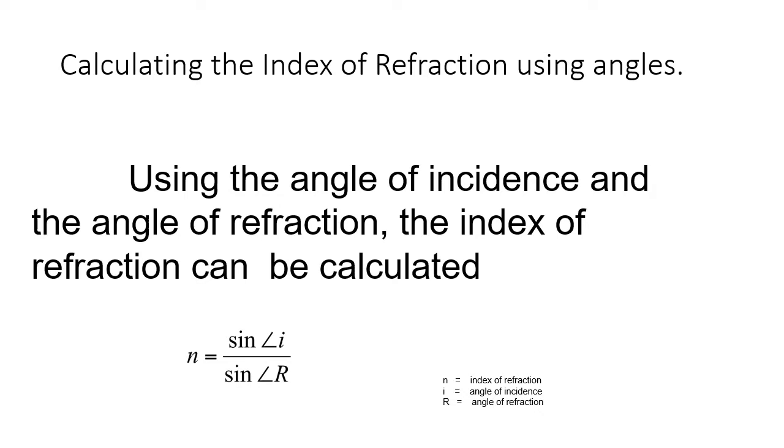So using the angle of incidence and the angle of refraction, you can still calculate the index of refraction using the formula: sine of the angle of incidence divided by the sine of the angle of refraction. So if you take the sine of the angle of incidence and divide it by the sine of the angle of refraction, you will get the index of refraction. So if you're ever given questions that give you the angles, you'll have to use Snell's law.